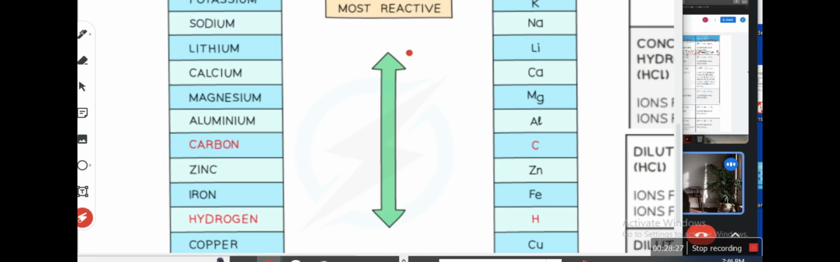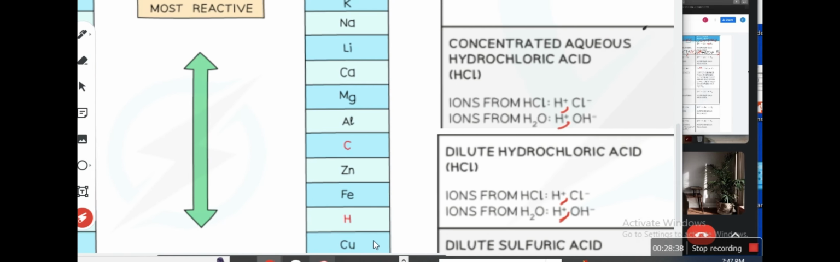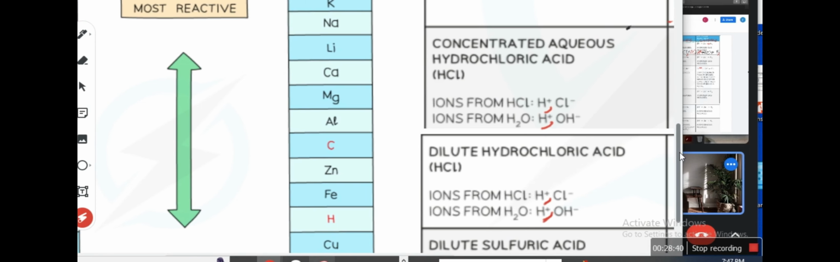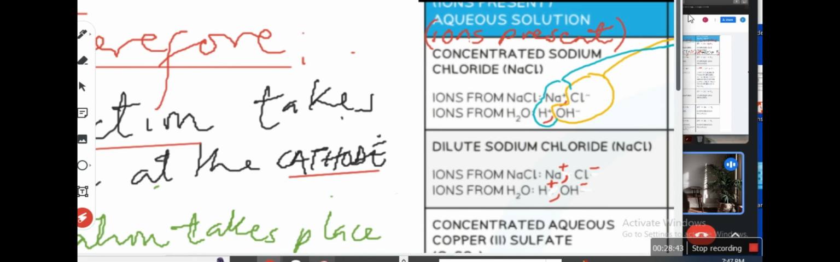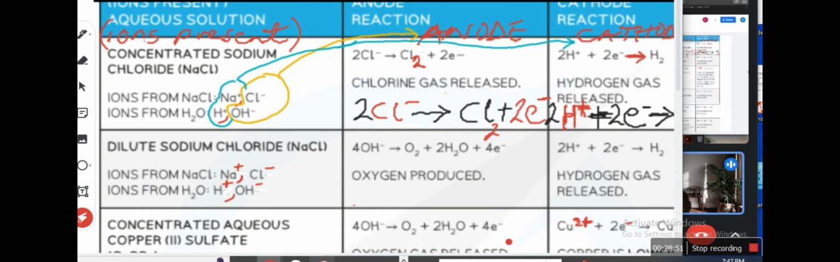Can you remind me of one factor that determines which one is chosen and which one is ignored? The position in the reactivity series. The lower one will be preferred, the higher one will be dropped or ignored. And that is why, even when both sodium and hydrogen went to the cathode to be discharged, sodium was ignored while hydrogen was preferred. Now there's also another factor.